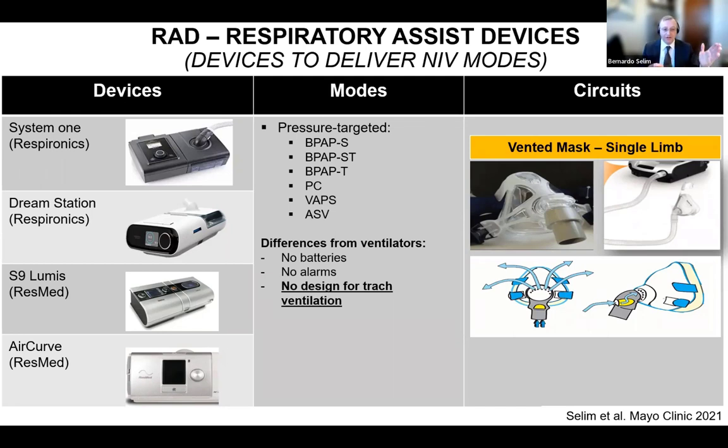On the left, you have the devices column, with which you're familiar most of the time that you're handling your clinics. And on the right, the circuit system. These systems only allow connection with one limb tubing, and you have to use it with a vented mask, meaning that you have to have a leak in order to protect the patient in case of disconnection, so that CO2 will not be building up in that mask.